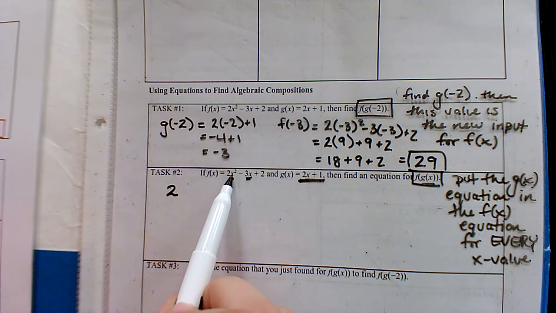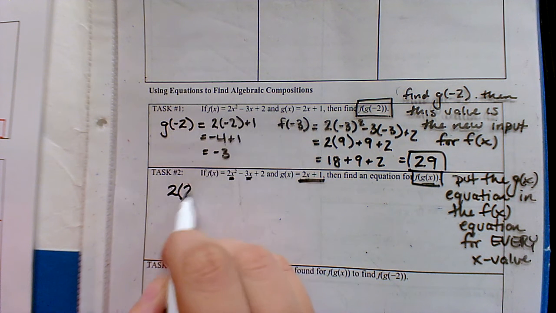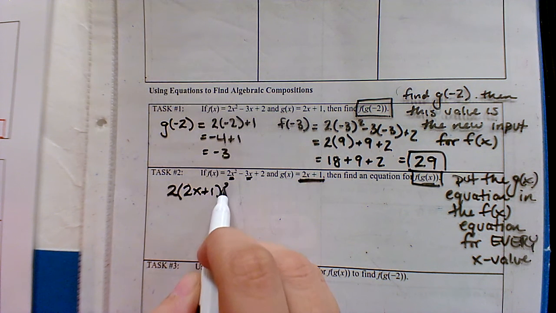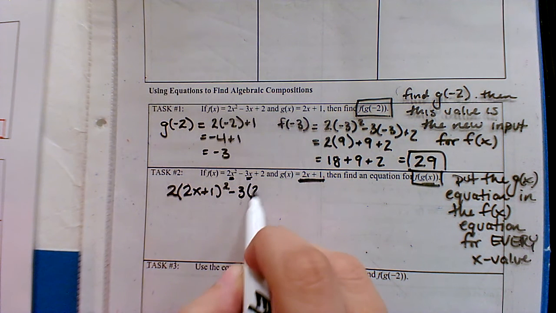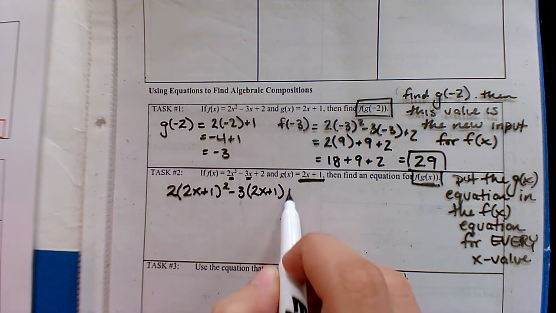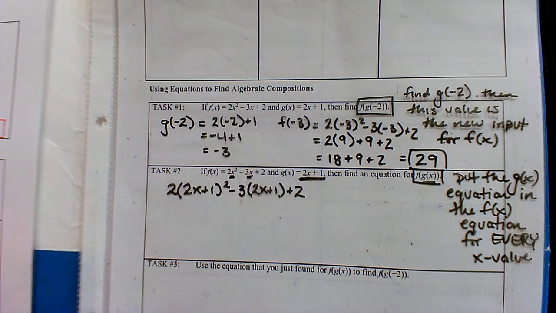Okay, instead of x, we're going to replace that x with the g of x equation, 2x plus 1. And instead of the other x, we'll replace the same quantity. Does that make sense? Do you see how instead of plugging in a number, we're plugging in an equation or an expression? So we're going to try to simplify from here. We're going to get rid of all the parentheses, try to combine some like terms. What do you guys feel like doing? What do you think, Tori?